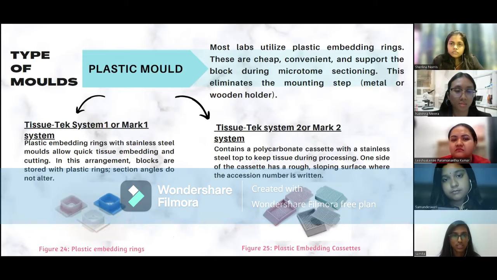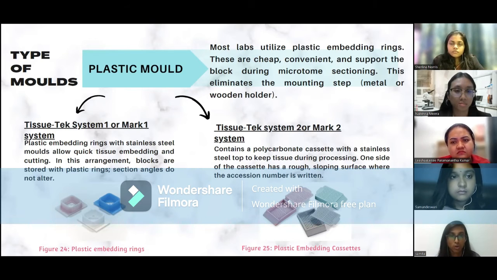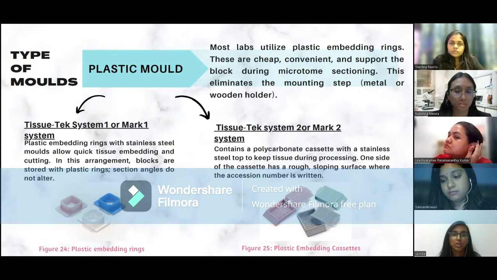As for the types of mold, most laboratories use plastic embedding rings now because they are inexpensive, convenient, and also support the block during sectioning and are designed to fit in the microtome. The disadvantage of this method is that the space required for storing is large. The Mark II system provides a cassette to hold tissue during processing and has a stainless steel lid on the plastic cassette. The advantage of this cassette is that it is thin, so less wax is required and the space required for filling the block is less.